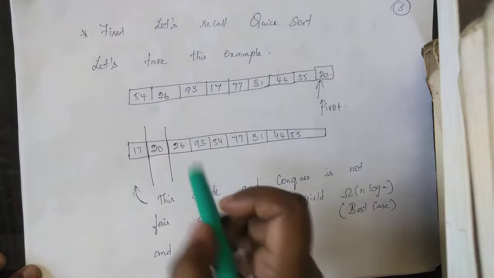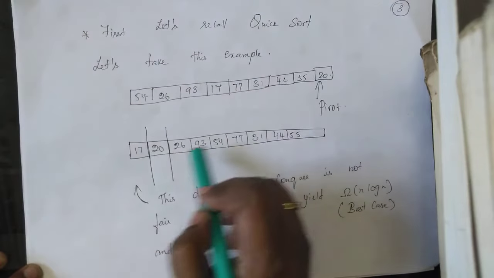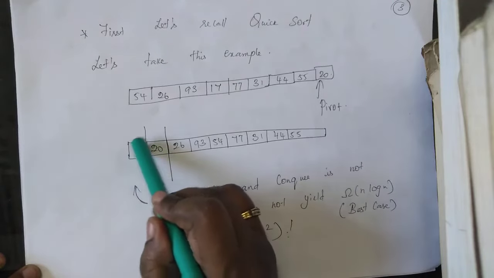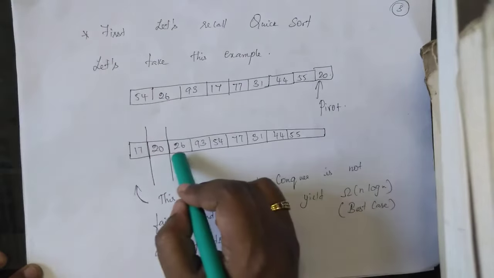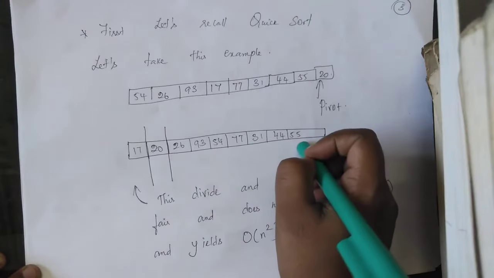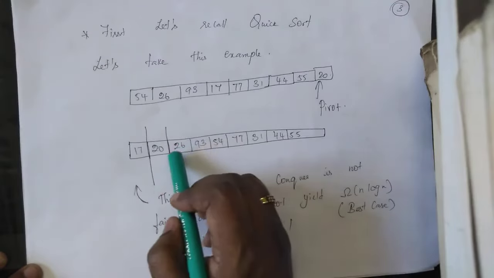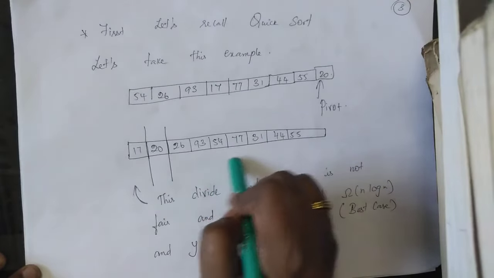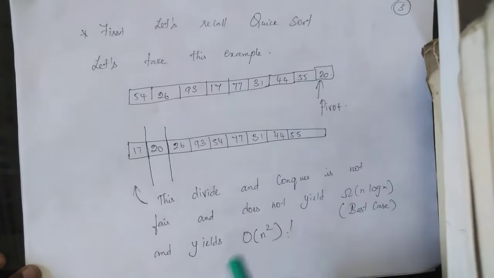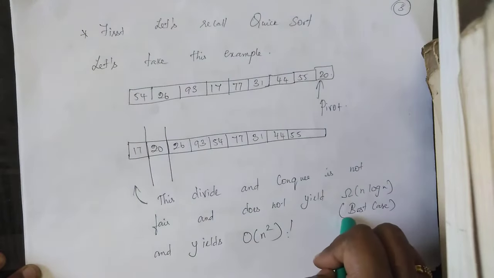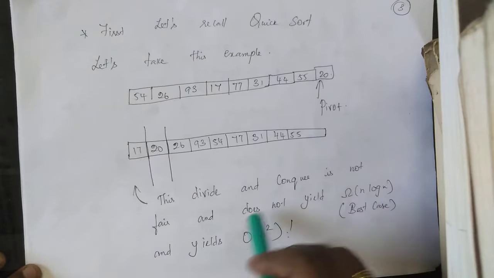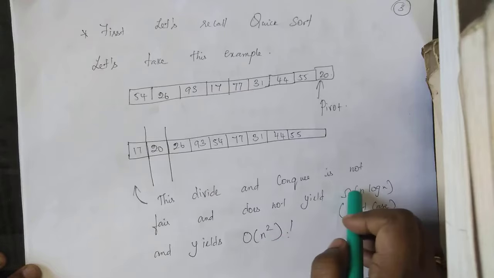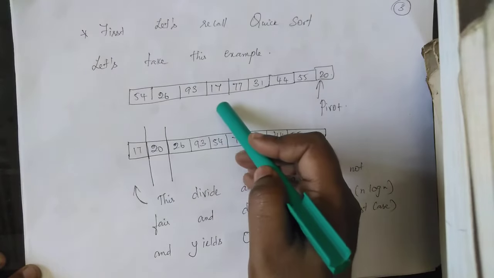The only problem is that this partition is not fair. On one side of the array, the partition is too small, and the other side of the array is too big. So the divide and conquer strategy does not get things better in this scenario. The best case of the deterministic quicksort is n log n, and the worst case is O of n square. The n log n occurs when the partition is fair.